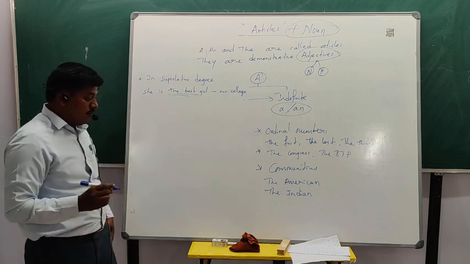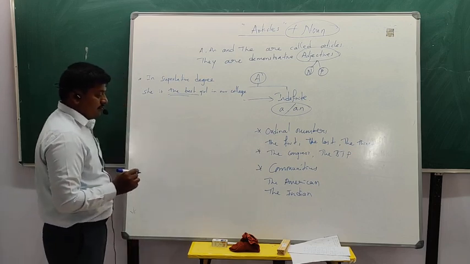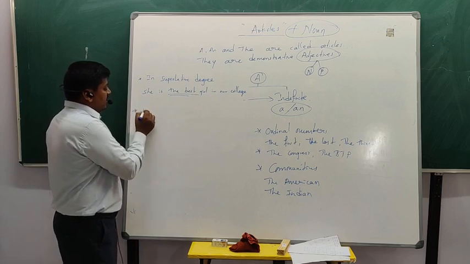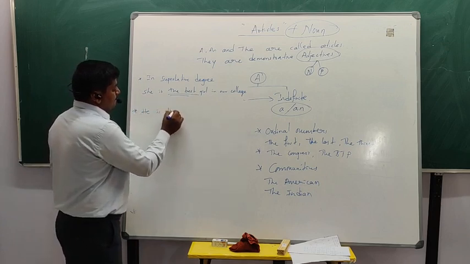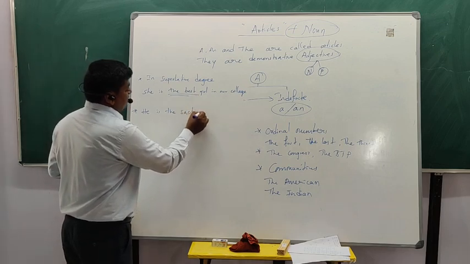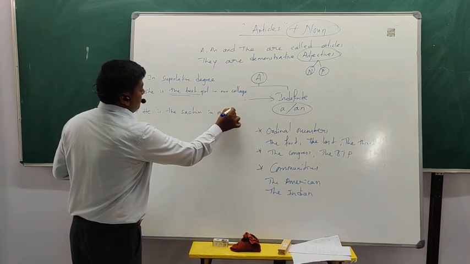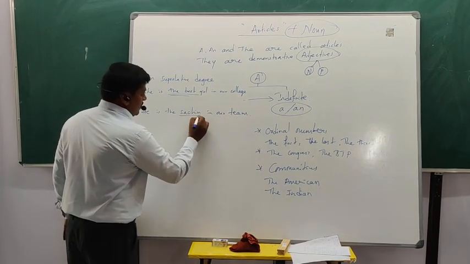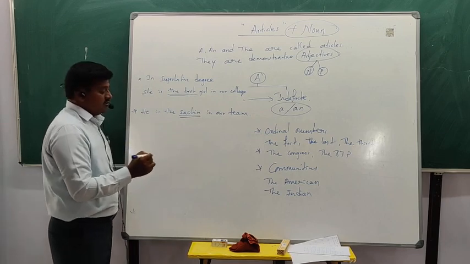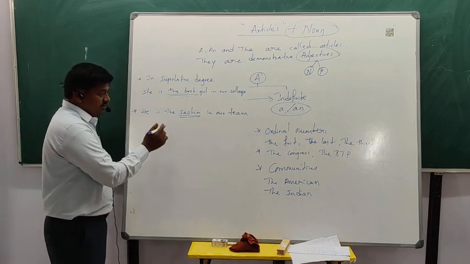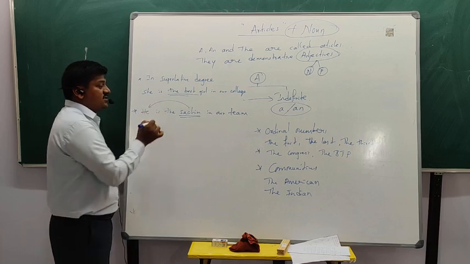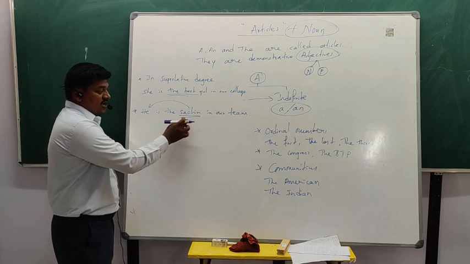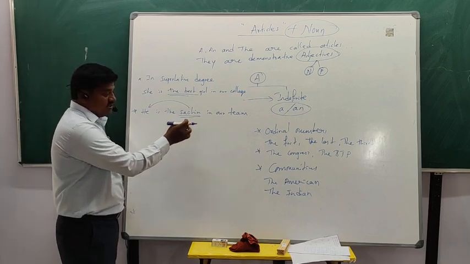When a proper noun is used as a common noun or abstract noun. So see here, for example, he is the Sachin in our team. Means the proper noun is abstract here. He is not actually a Sachin. The meaning is, he is the best batsman in our team. He plays as well as Sachin, like a Sachin. So that's why we use it.